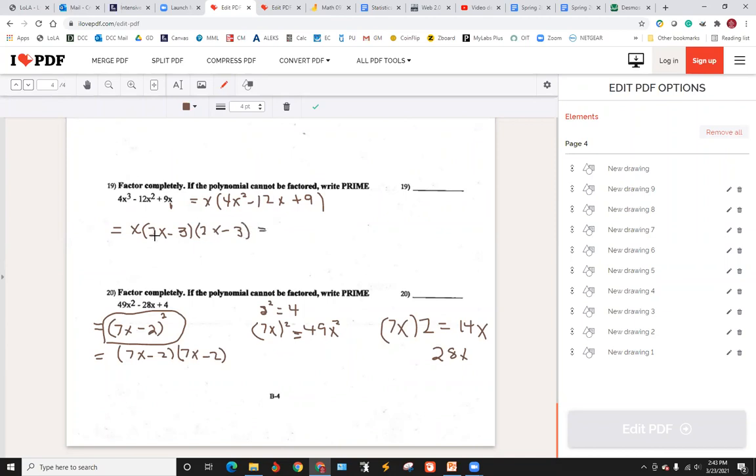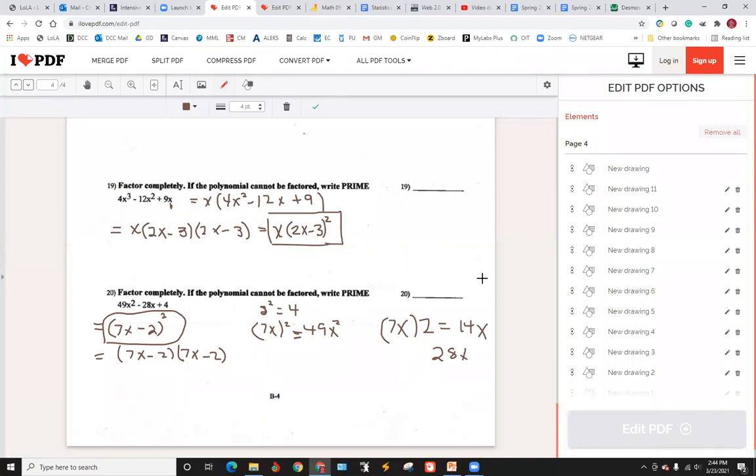And see, 2, well, let me go ahead and write it like this. All right, so 2x times 3 is 6x. 6x times 2 is 12x. So we got a perfect square right there. So that's the final factored form. All right, any questions about that?